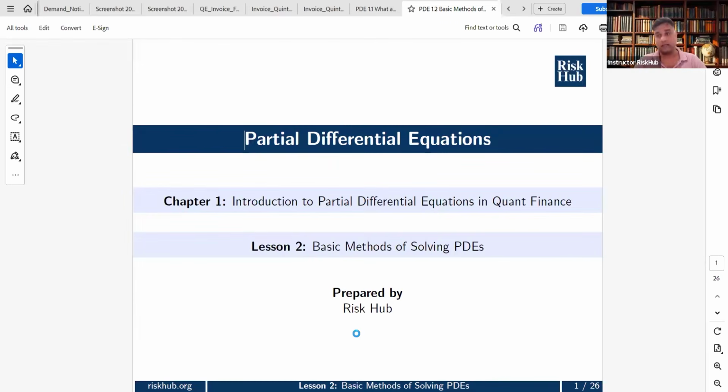All right, guys, let's start. So now we are doing lesson number 2 of your partial differential equations, right? In this lesson, what is important to understand is that it's basically talking about basic methods to solve your partial differential equations, right?